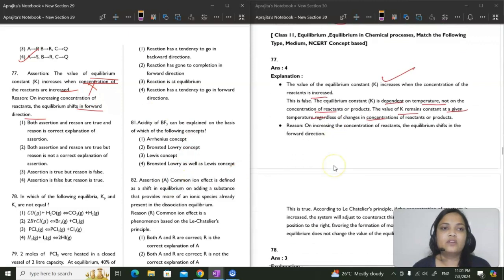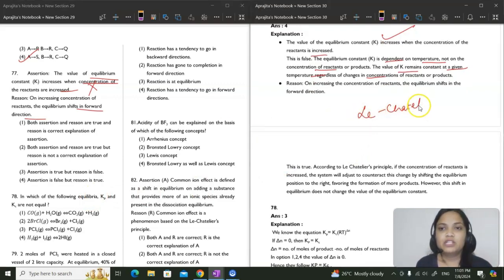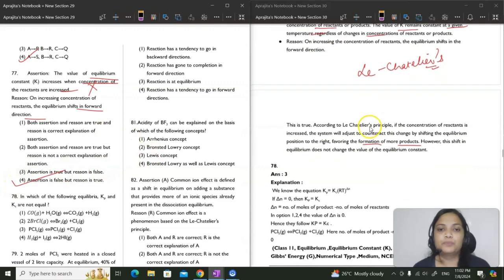Next is, on increasing concentration, the equilibrium shifts in forward direction. Yes, if we are increasing the concentration of the reactant, then according to Le Chatelier's principle, the system will adjust and move in the direction that counteracts this change. It would want to reduce the concentration of reactant, which means it will favor the formation of product. So equilibrium will shift in the forward direction, but it is not going to change the value of equilibrium constant. That will depend on temperature only. So assertion is false, but reason is true.